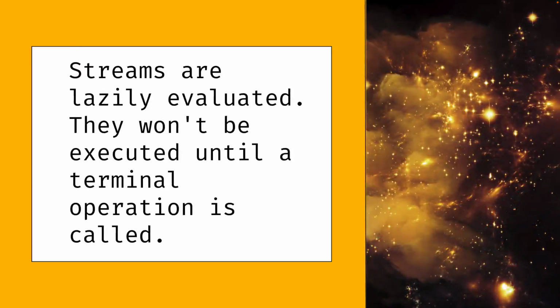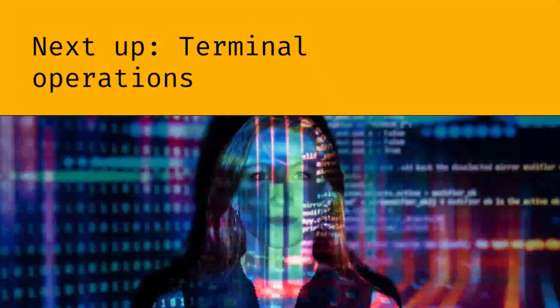The second important note is that streams are lazily evaluated. And that means that they won't be executed until a terminal operation is called. In this case, we're not calling a terminal operation yet, and therefore, nothing really happens still. So, let's see how to get some action up there. In the next video, we're going to explore terminal operations in the Stream API and demonstrate how we can use them to complete the stream pipeline. This way, our streams are actually executed.